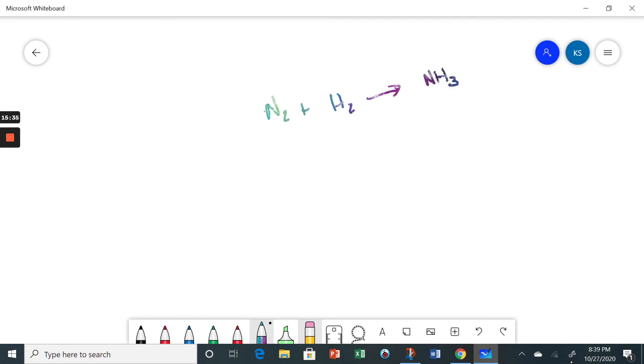Oh, this is going to be fun in Google Docs, isn't it? We got to be able to insert an arrow. We got to be able to do subscripts. And we're going to have to do coefficients, okay?